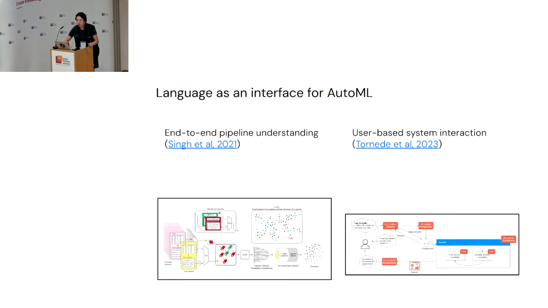So I believe that language can be an interface for AutoML in two basic general ways. The first one is end-to-end pipeline understanding, where the LLM can potentially understand the entire pipeline of your AutoML system. And the other part is that an LLM can potentially be a user-based system interaction.